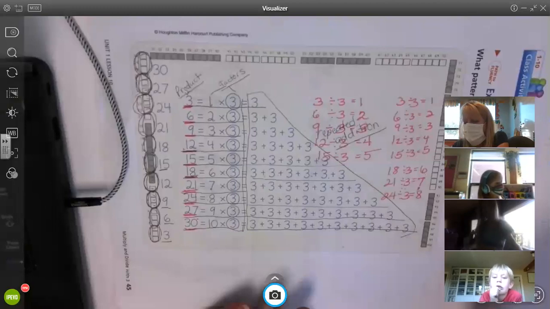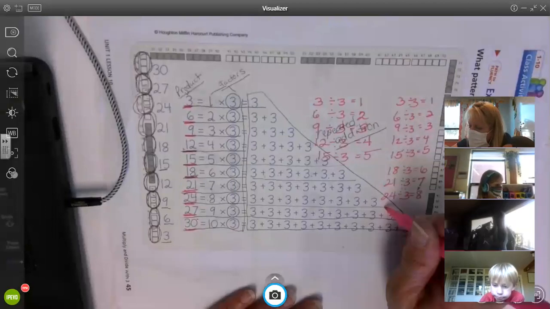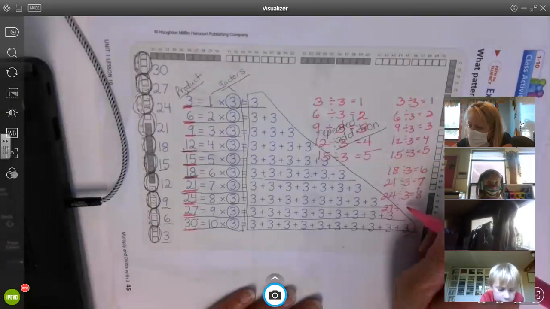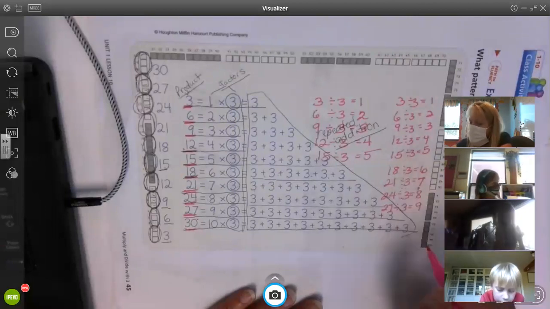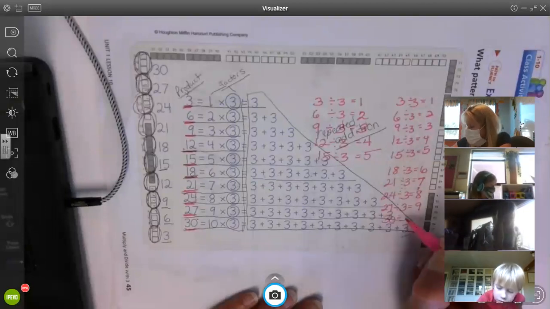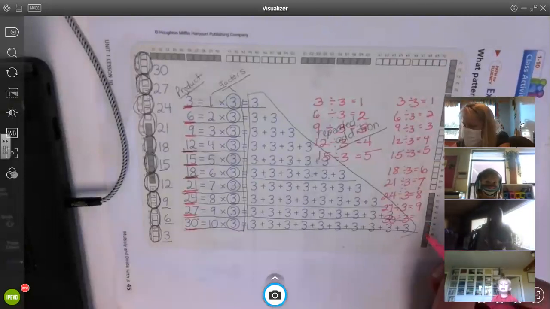Nicely done. If 27 equals 9 times 3, Angelique, 27 divided by 3 equals 9. And Marin, 30 equals 10 times 3, so 30 divided by 3 equals 10.